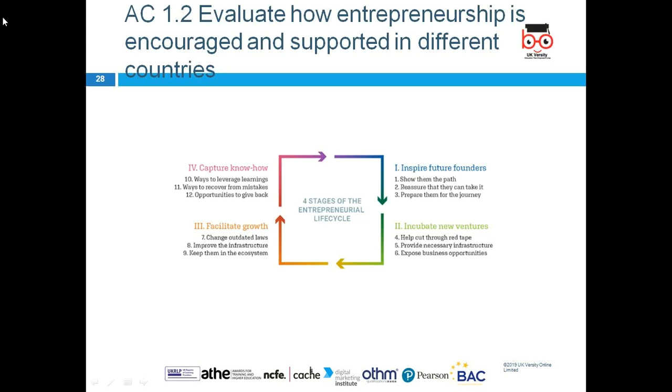They're saying what the business opportunities can be, because we are building a new link road, new infrastructure, new investment in the local councils as well. Capture the know-how. Number 10 is ways to leverage the learning and recover from the firm's mistakes, and an opportunity to give back. So facilitate growth, change outdated laws.